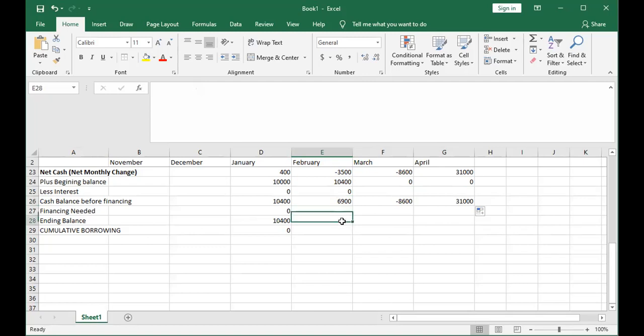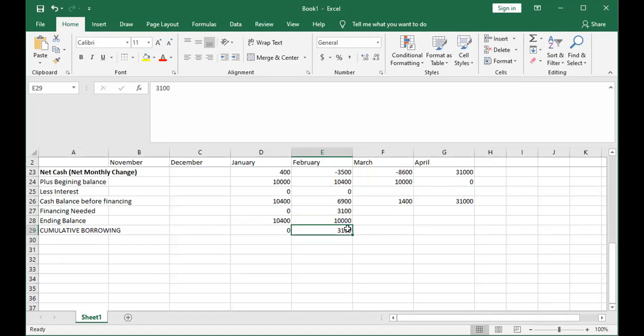So is there any financing needed? Yes, because the ending balance must equal 10,000. So how do you identify the financing needed? It is 10,000 minus 6,900, so it equals 3,100. So the cumulative borrowing for this month, February, is 3,100.